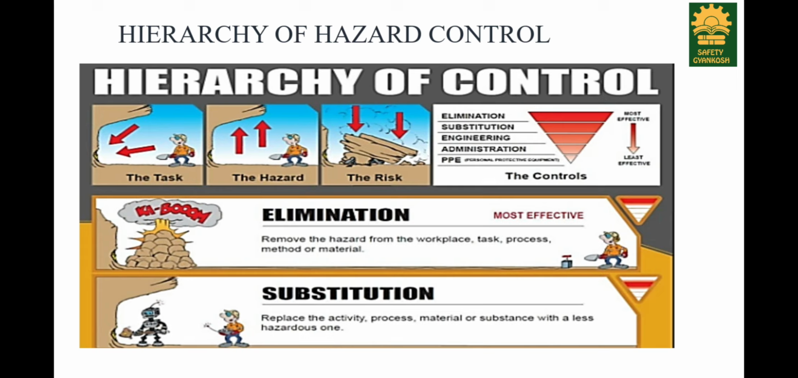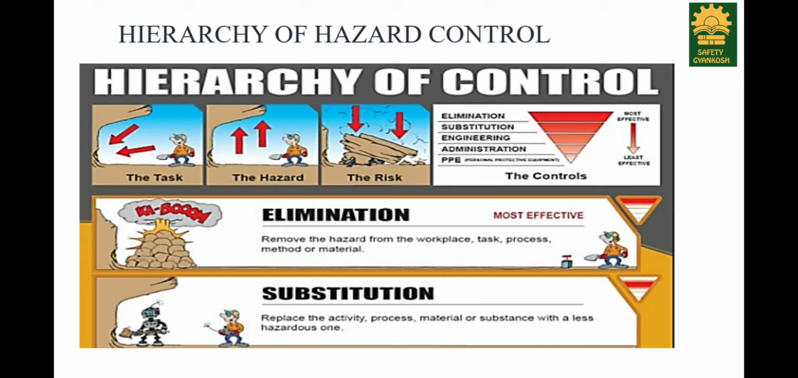So let's see all these examples in a simple picture. If we look at the picture, what is the task? You need to remove the soil or the excessive earth. And what is the hazard? You can see the projected earth, there is a chance of falling. So the risk is it will collapse and fall on the person. So we will discuss with this task all the hierarchy of control.